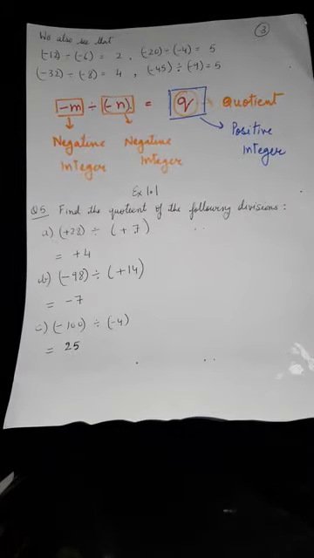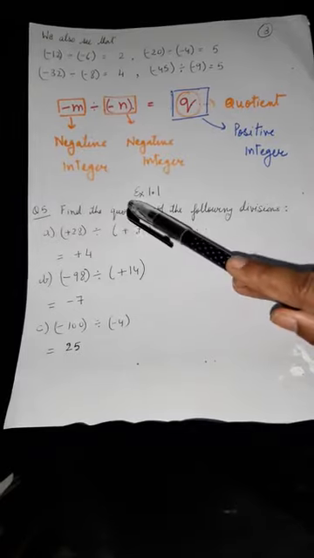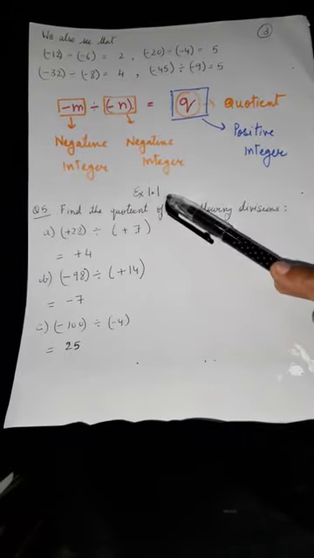Now I would like to ask you, what will happen if both the integers are positive? I want you to write down this answer in the Google Classroom and send it to me by today. Right? Now we'll start with exercise 1.1.